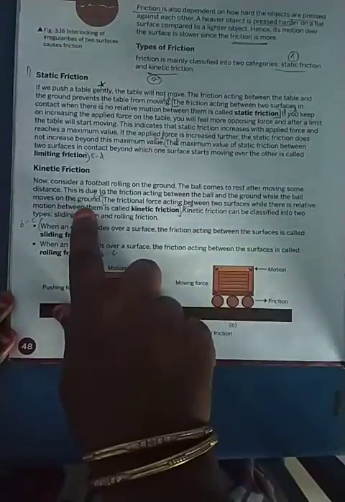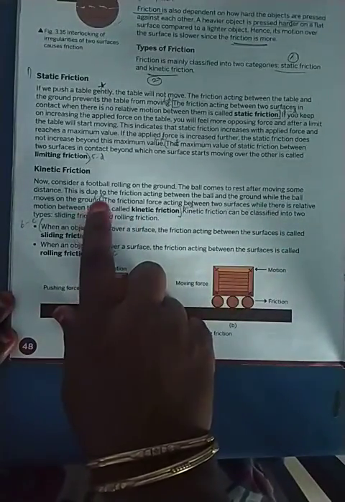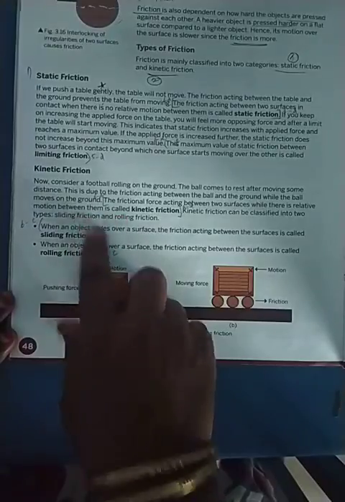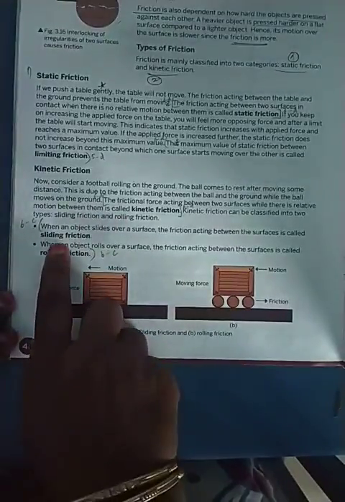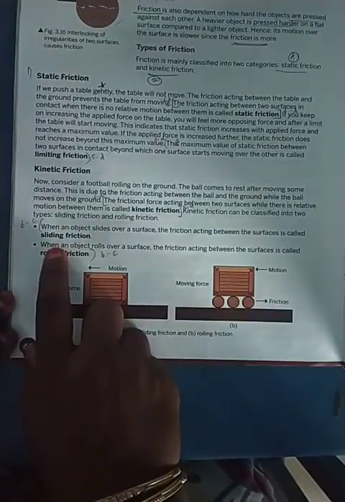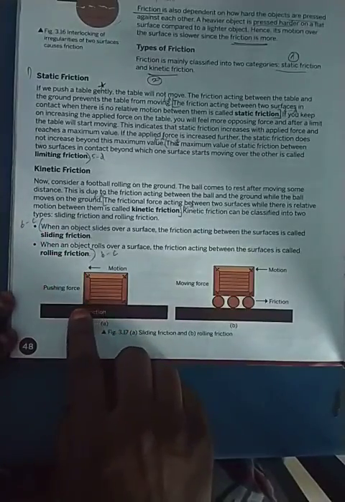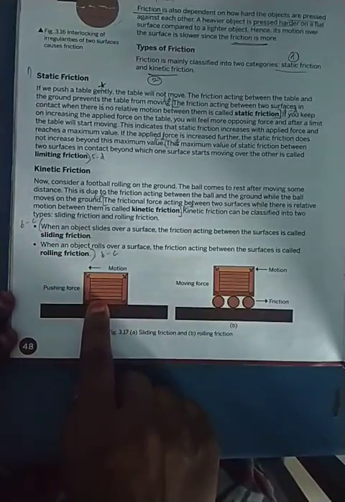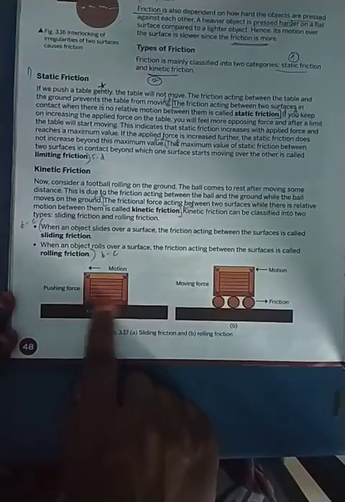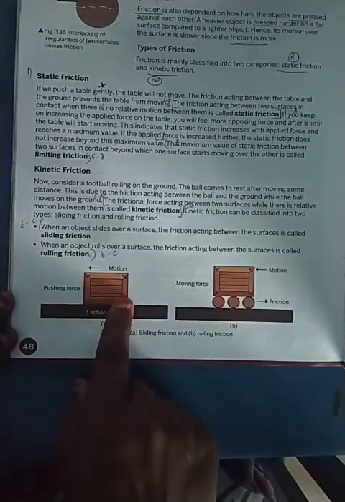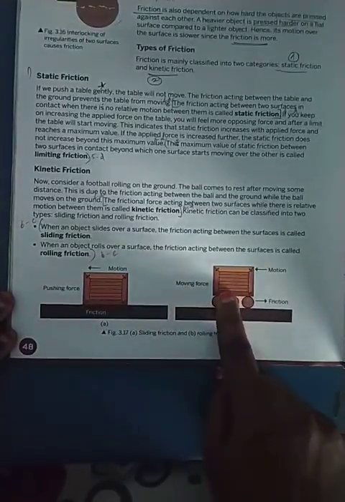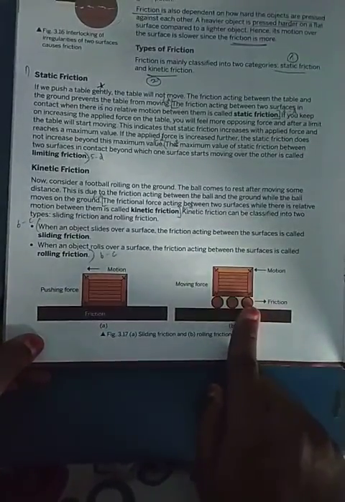Then coming to kinetic friction. Kinetic friction is the friction between two surfaces when the bodies are in motion. It can be in relative motion or in the same direction. The two types of kinetic friction are sliding friction and rolling friction. Sliding friction is when the body is sliding over the surface. When the object is rolling over the surface, it is called rolling friction.